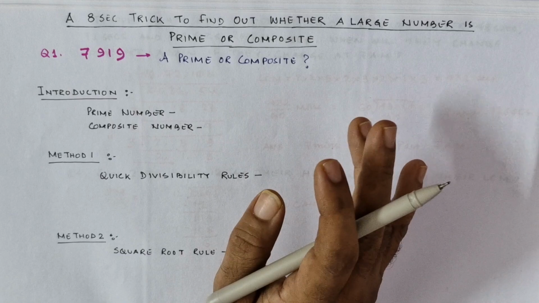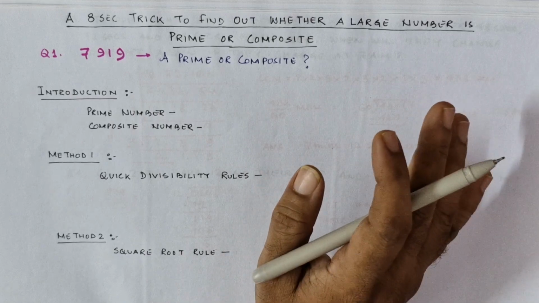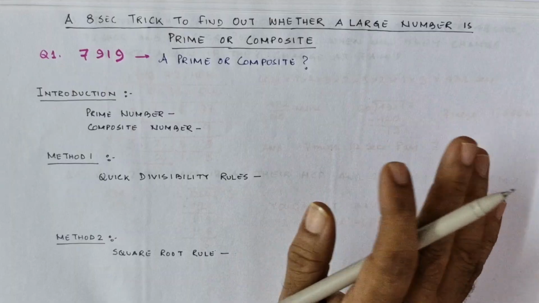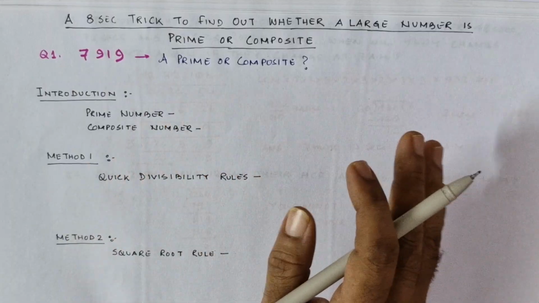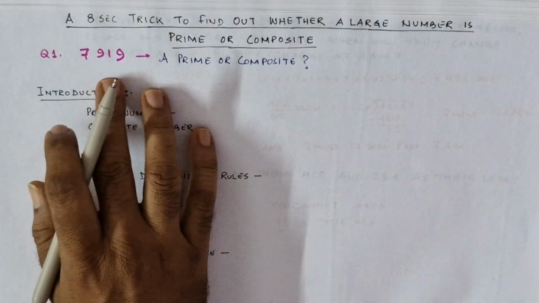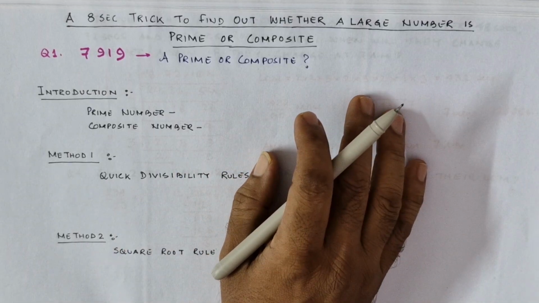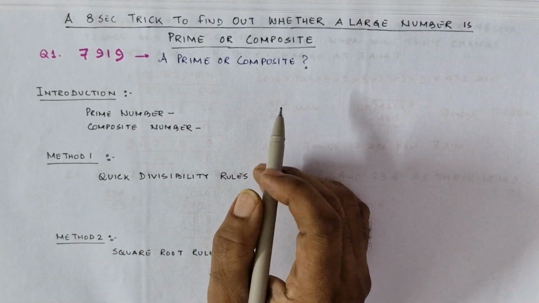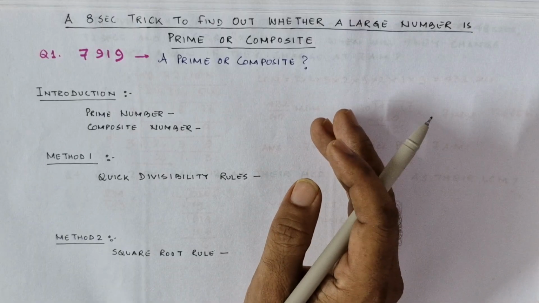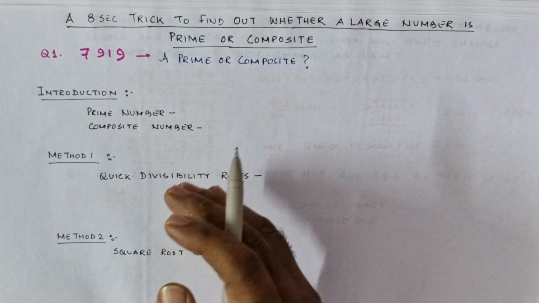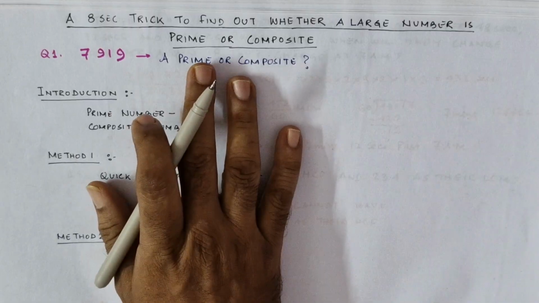A quick trick to check if a big number is prime or composite without going crazy dividing by each number. It's a lengthy process, right, if you have a big number. If it's a small number, then it's an easy process. Now let's recap what we have learned in earlier lectures: what are prime numbers and composite numbers, and slowly we will get into the trick.